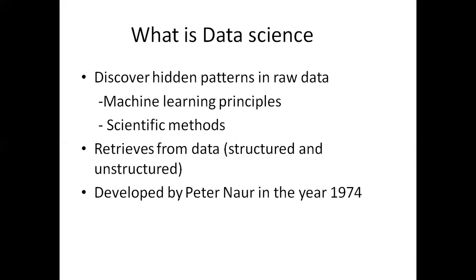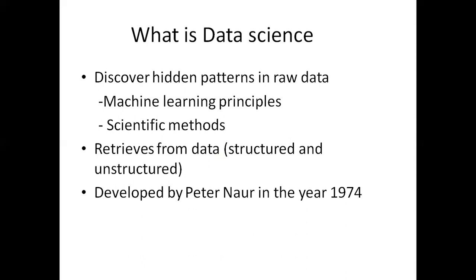The main aim of data science is to discover hidden patterns in raw data. That means you need to discover hidden patterns because internal details are hidden in data. You need to obtain that raw data. For this reason, you need to apply two things. First is machine learning principles, and second is scientific methods. Machine learning means we need to train the data, so we apply the machine learning technique, and also some scientific methods like statistical foundations and equations are interpreted. Both should be applied in order to discover hidden patterns. Finally, raw data can be obtained, and also data can be retrieved.